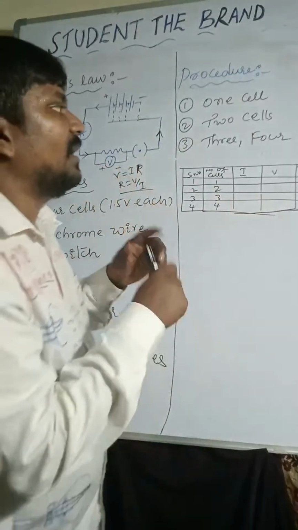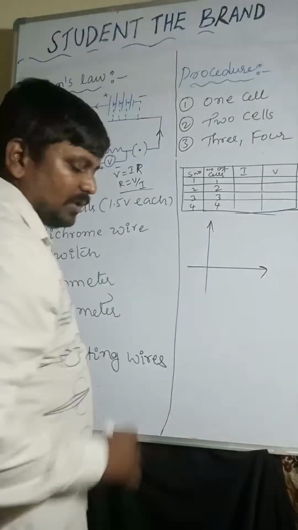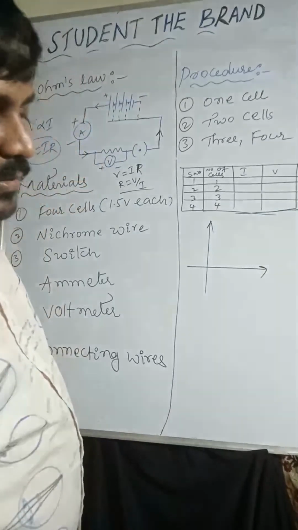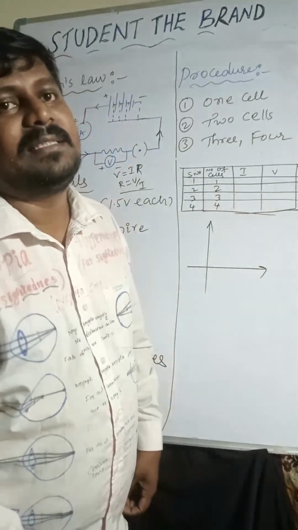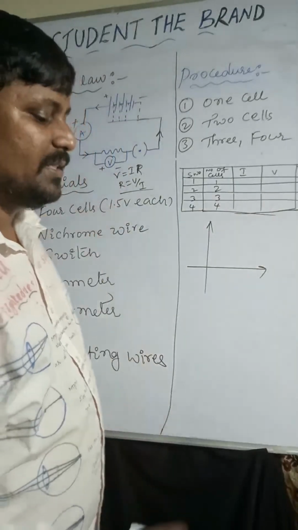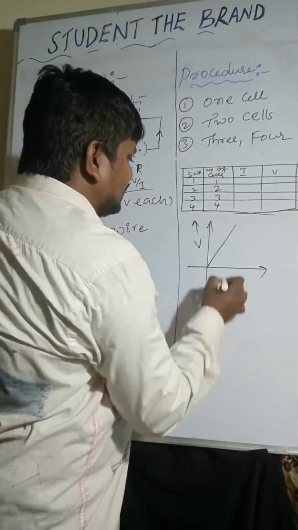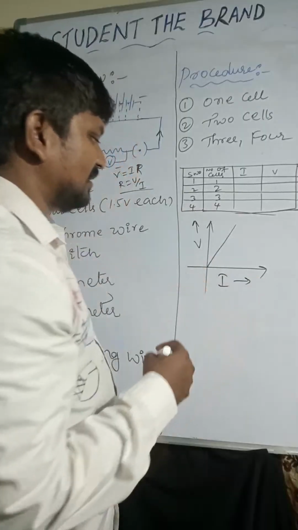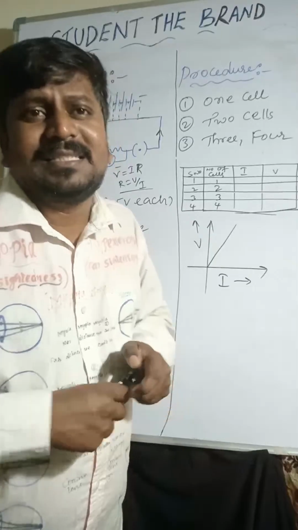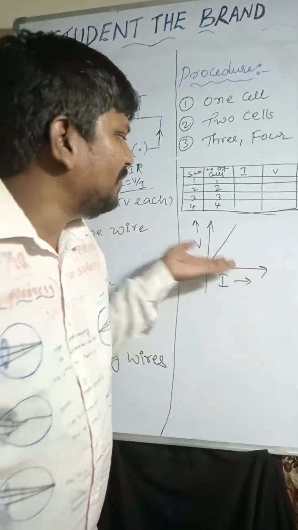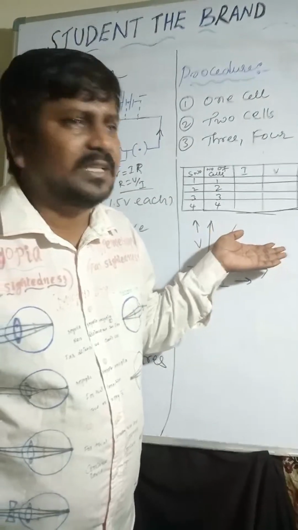If you draw the graph for V-I, after drawing the graph, the line passes through the origin, coming like this. V on the y-axis, I on the x-axis. What do you mean by this graph, sir? What is the meaning of this graph?